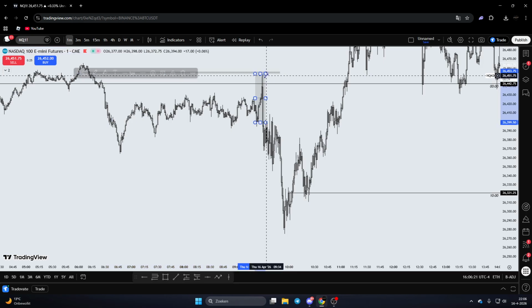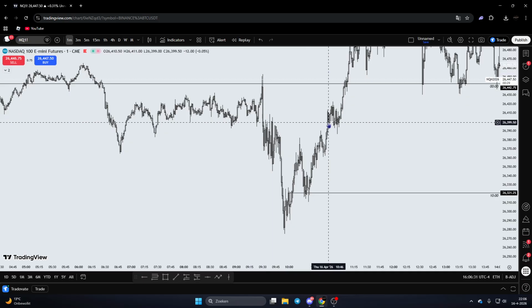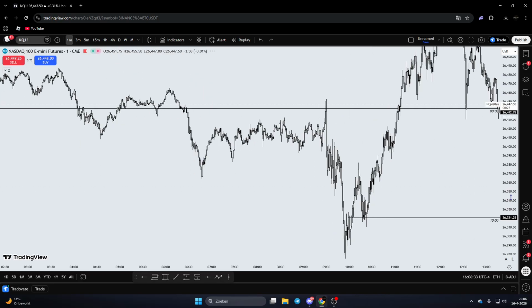So that's one example of how to use key opens. You basically use it as extra confluence, right? You don't just want to randomly limit the key open. That's kind of gambling. I mean, that is gambling, basically. You want to add extra confluence. It needs to make sense, right?